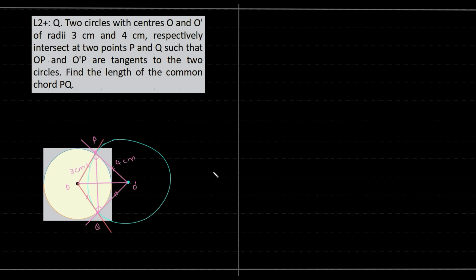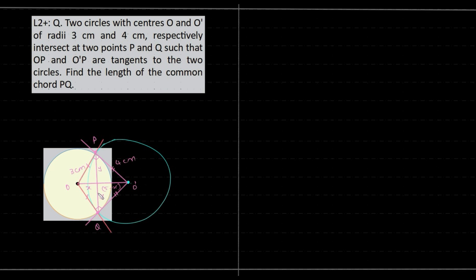How do you figure it out? Well, we know that OO dash is 5. If I take this as x and this as 5 minus x, maybe things will work out. And we have the chord. If this is y, this also is y.